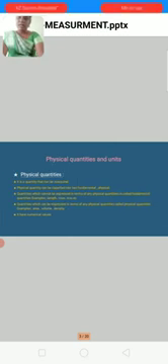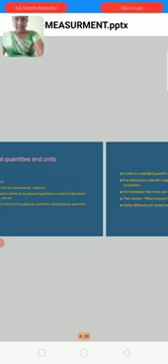Now we are going to see physical quantities and their units. A physical quantity is a quantity that can be measured. It can be classified into two types, fundamental and derived. The quantity which cannot be expressed in terms of other physical quantities is called a fundamental quantity. Examples are length, mass, time, etc. The quantity which can be expressed in terms of other physical quantities is called a derived quantity. Examples are area, volume, density.